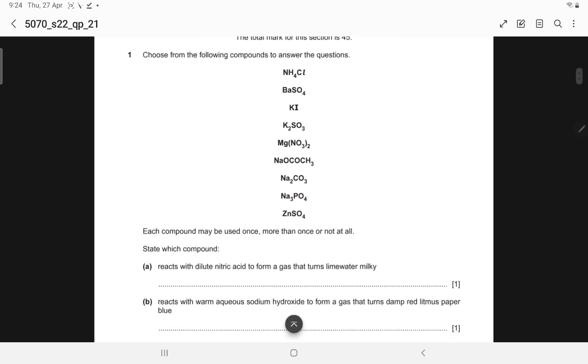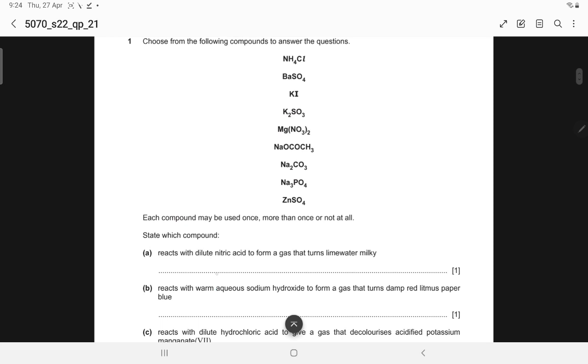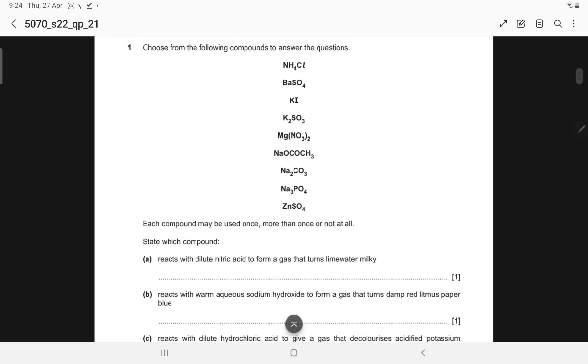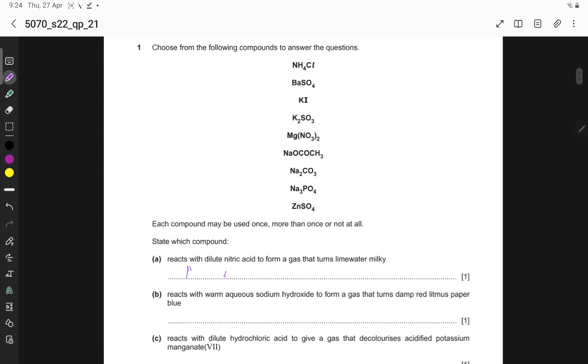State which compound reacts with dilute nitric acid to form a gas that turns lime water milky. It should be carbonate, because carbonate produces carbon dioxide while reacting with the acid, which turns lime water milky. So this will be sodium carbonate, Na2CO3.